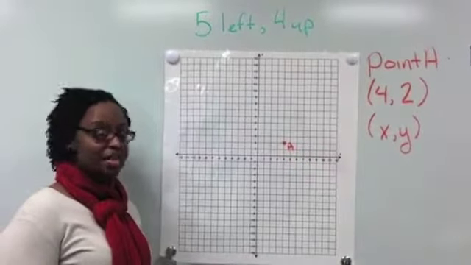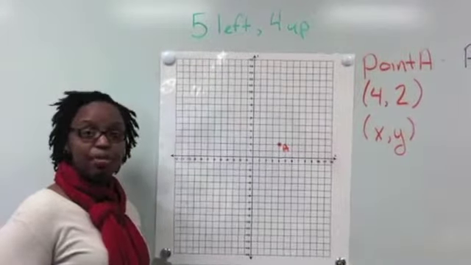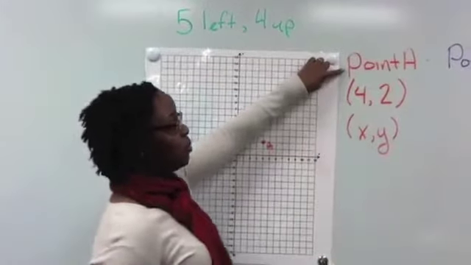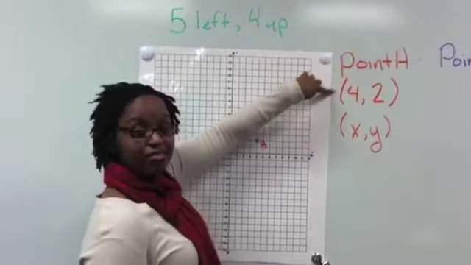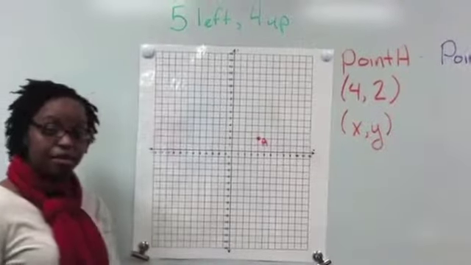So let's go ahead and try our first example. Alright guys, here's our first example. First you'll need to start by plotting point A. The coordinates for point A are +4, +2. So go ahead and graph that point on your paper now.